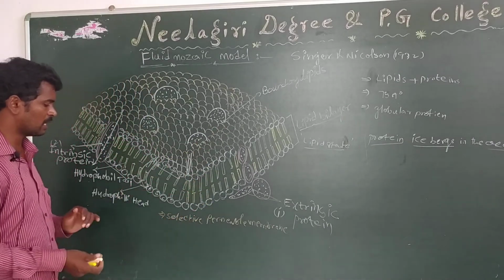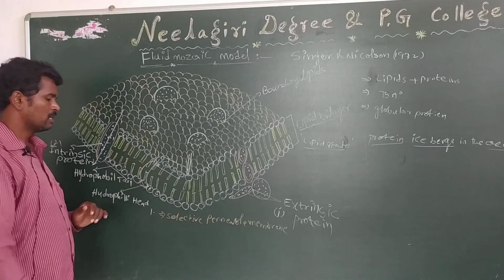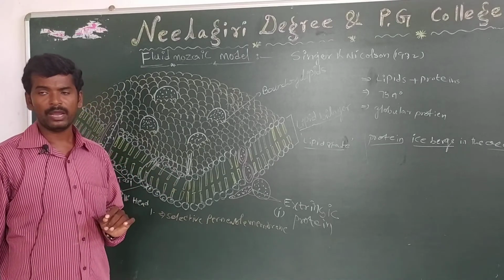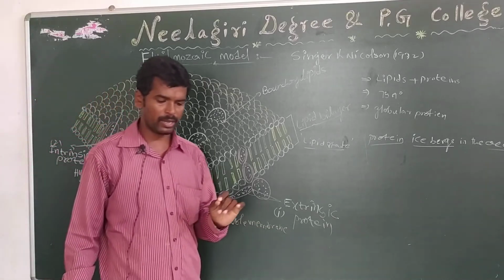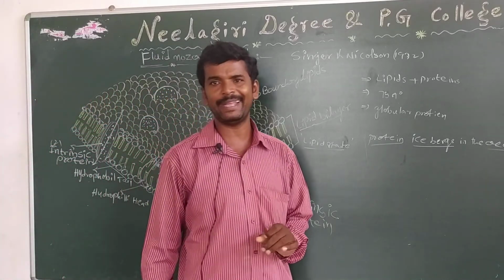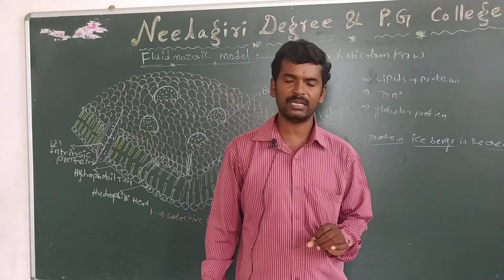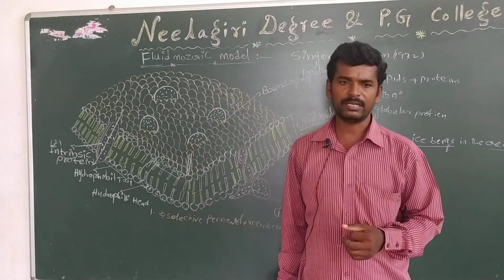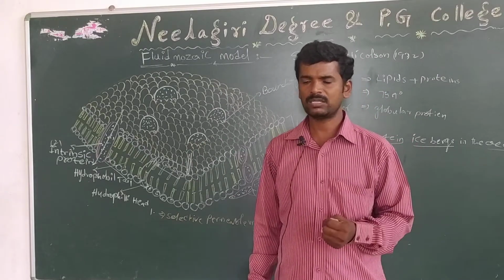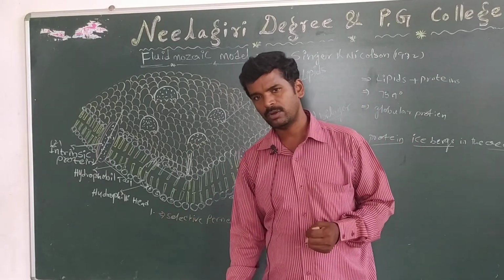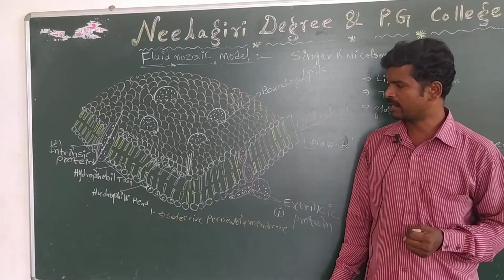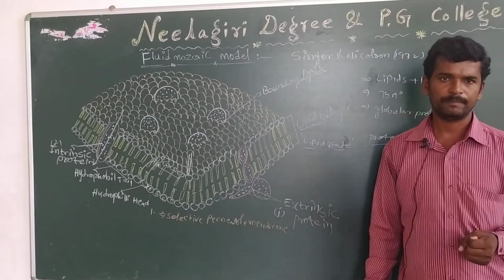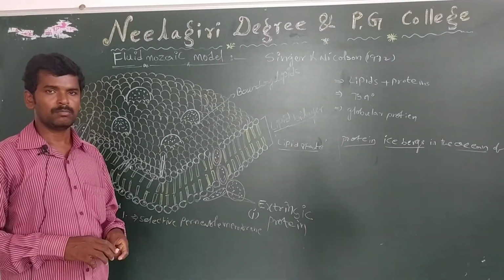So one function is conducting as a selective permeable membrane, the main one. Another is responding to stimuli, and another is transport. These are the functions of the plasma membrane. In the next class, another topic for discussion is the fluid mosaic model.